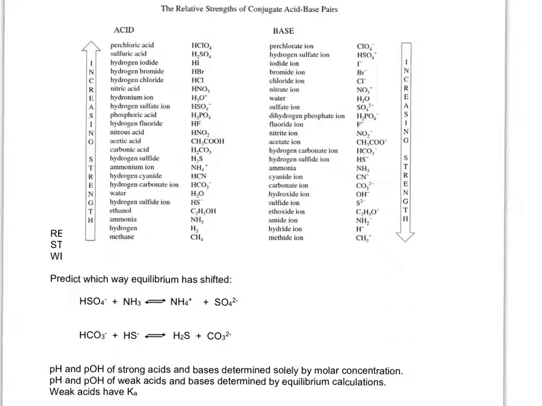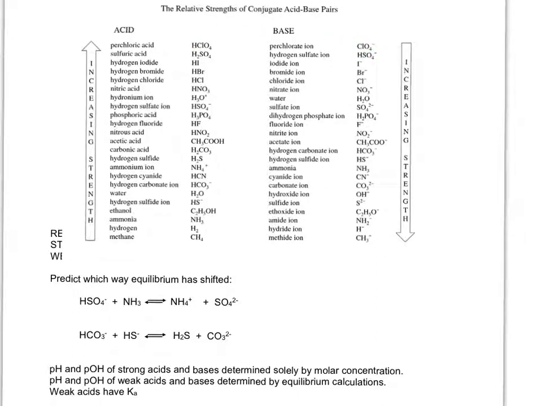Every acid has a conjugate base. Every base has a conjugate acid. The strength of the acid tells you the strength of the conjugate base and vice versa. And so we have a list right here of some different acids. So here's the acid, here's its conjugate base, or you can think about it as this is a base and this is its conjugate acid.